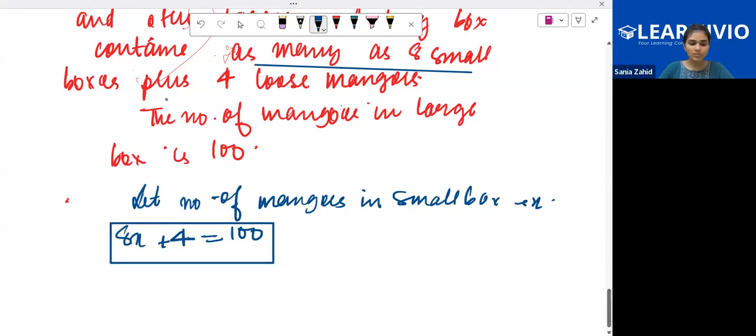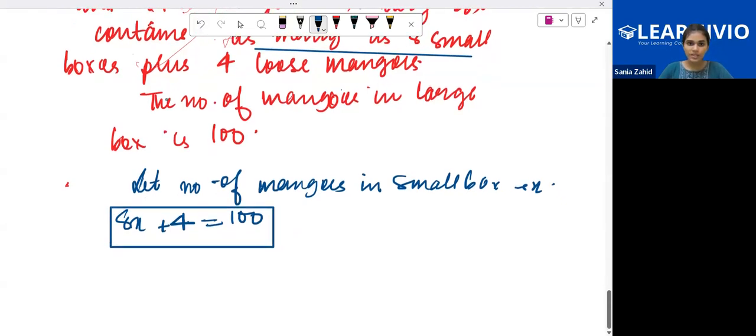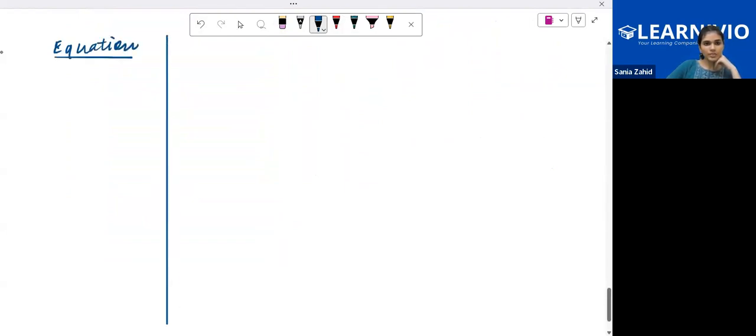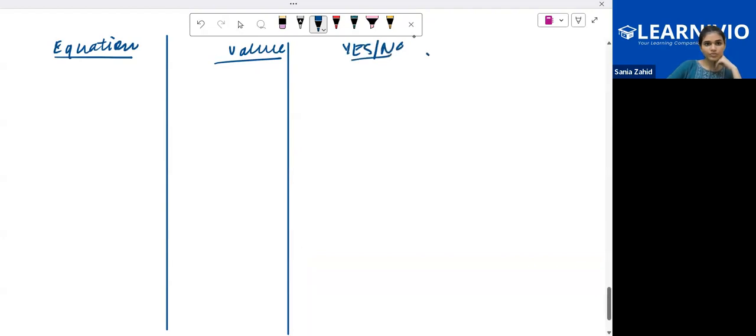Okay, very good. So this way we can form equations out of statements and vice versa. Now I shall be teaching you methods of solving an equation. But before solving the equation, I'll teach you one thing. Let's consider we have an equation over here. In this column I'll write the equation, in this column I will write the value for the equation, and here you have to tell me whether the equation is being satisfied or not.